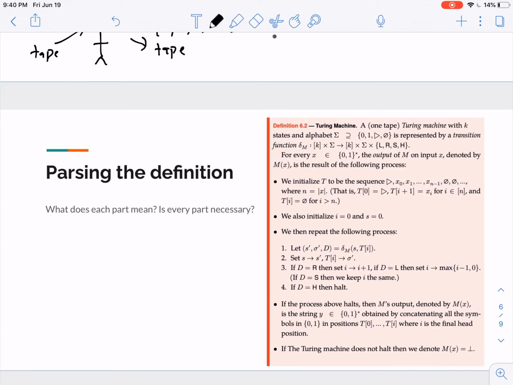Great. All right, so now we're ready to actually take a look at this definition. And as we discussed earlier, at every line, we're going to think, why did they do this? Why couldn't it have been done some other way? And how does this correspond to our intuition of how a human computer works?